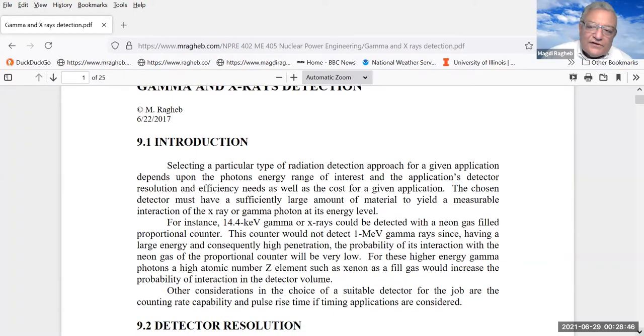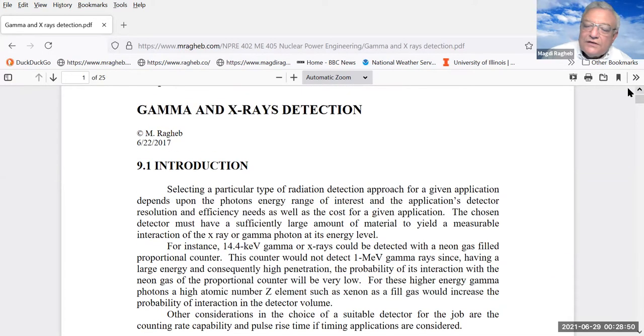Notice that we have different types of radiation. We have the gamma radiation, which is electromagnetic radiation. It's very penetrating, and it is associated with other processes in radioactivity. We are still talking about radioactivity here.